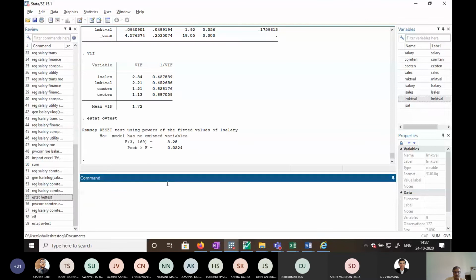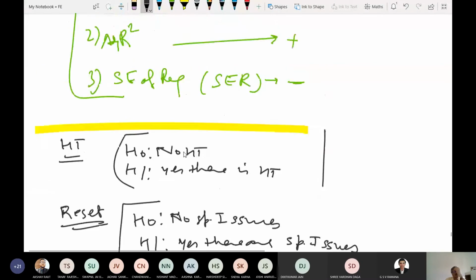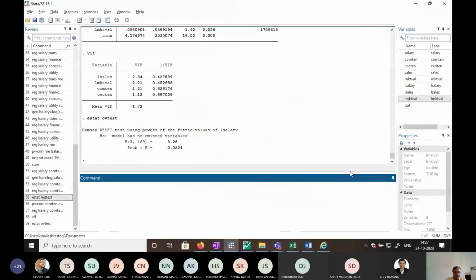The command for the reset test in Stata is estat ovtest. And these are the values. We look at the p-value. The p-value is 0.02, if I round it off. By my simple analysis, to reject the null, the p-value should be less than 0.05. And right now, 0.02 is obviously less than 0.05, so reject the null.